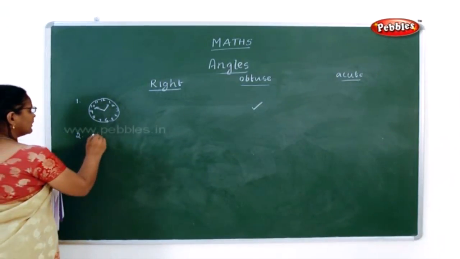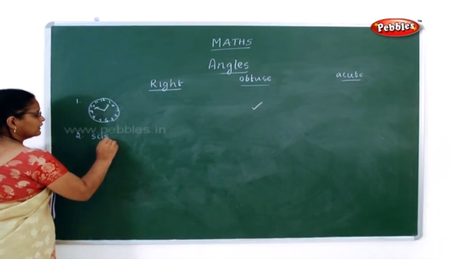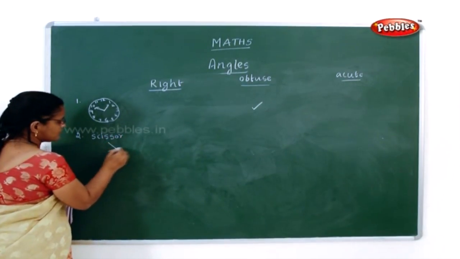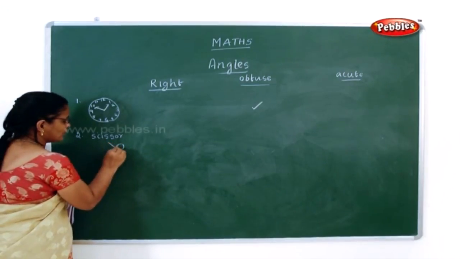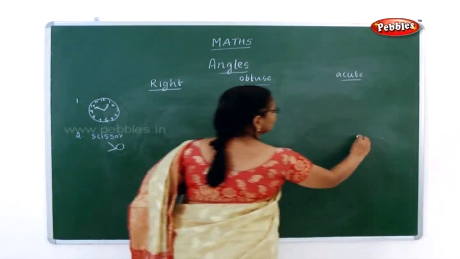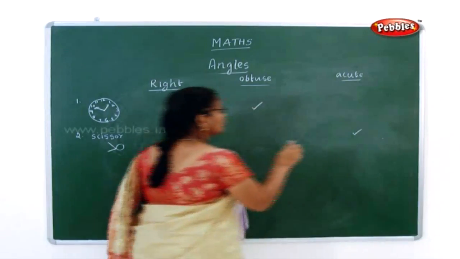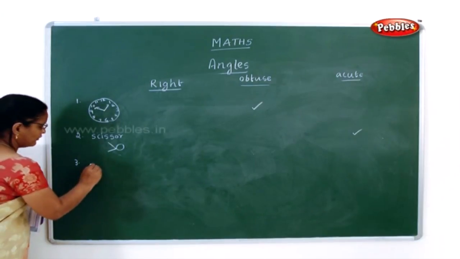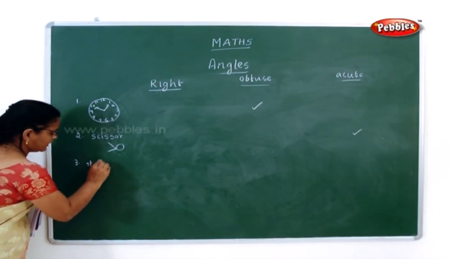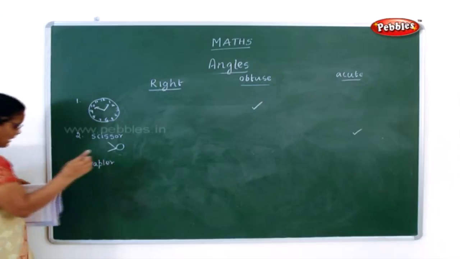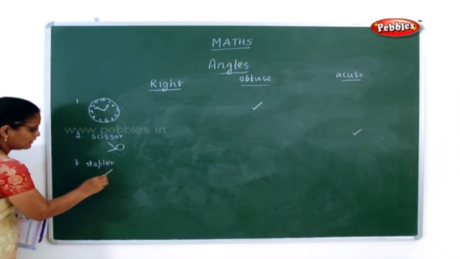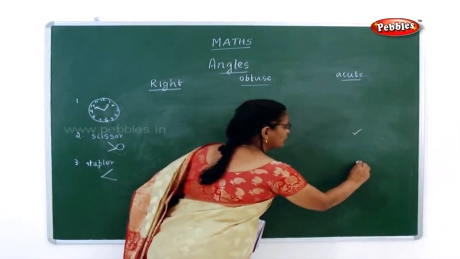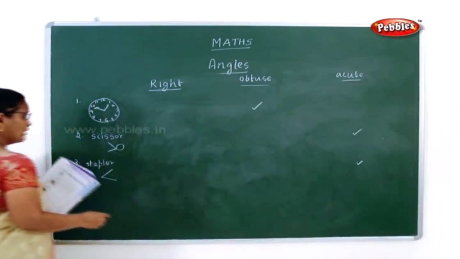Now next one, they have drawn the figure of a scissor. So what is that shape? It is like a V shape. The scissor is like this. So this V shape is called an acute angle. So you have to put a tick mark in acute angle. Now the third one is the stapler. In the stapler, it is also again a V shape. So what angle is it? It is an acute angle. So you have to put a tick mark here for acute angle.